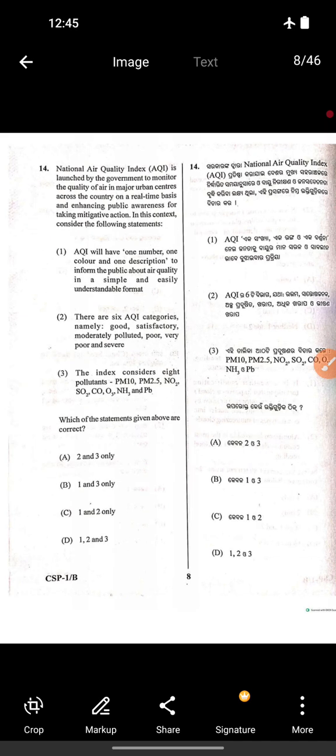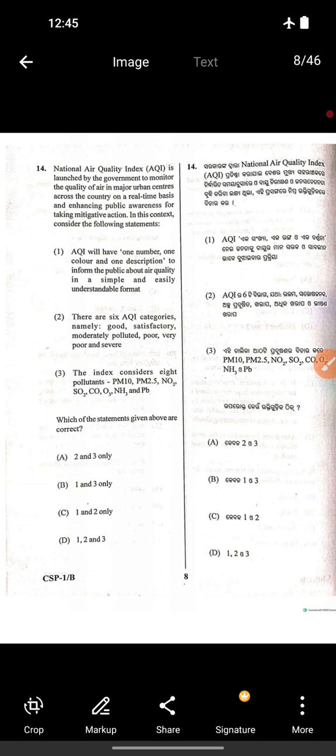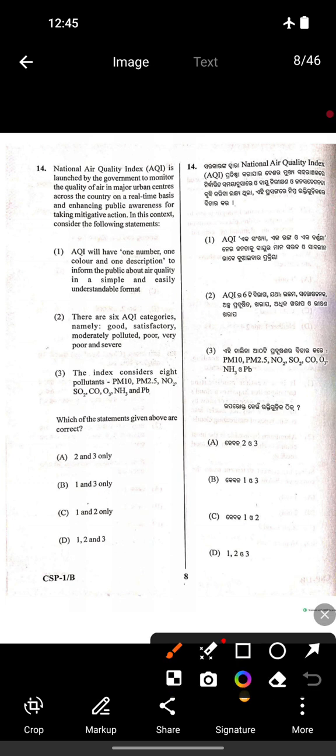14. National Air Quality Index is launched by the government to monitor the quality of the air in the major urban centers across the country on a real-time basis and enhancing the public awareness of taking mitigation action. In this context, consider the following statements. Air Quality Index AQI will have one number, one color, and one description to inform the public about air quality in a simple and easily understandable format. Yes, option 1 is right. There are 6 air quality index categories, namely good, satisfactory, moderately polluted, poor, very poor, severe. Yes, this is right. The index considers 8 pollutants. No, the index considers 6 pollutants.